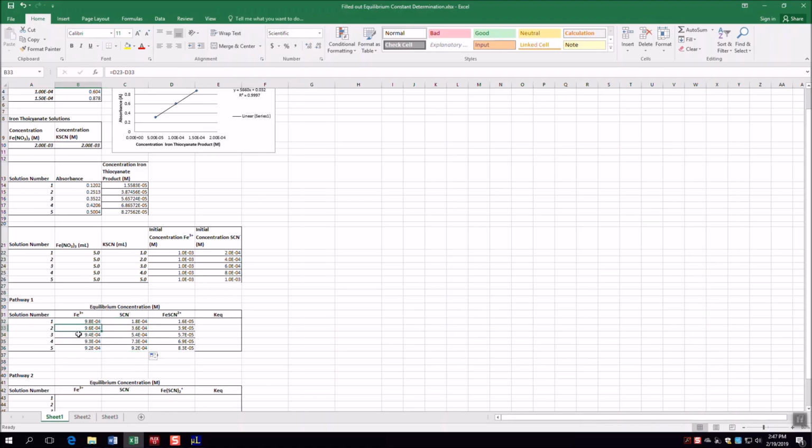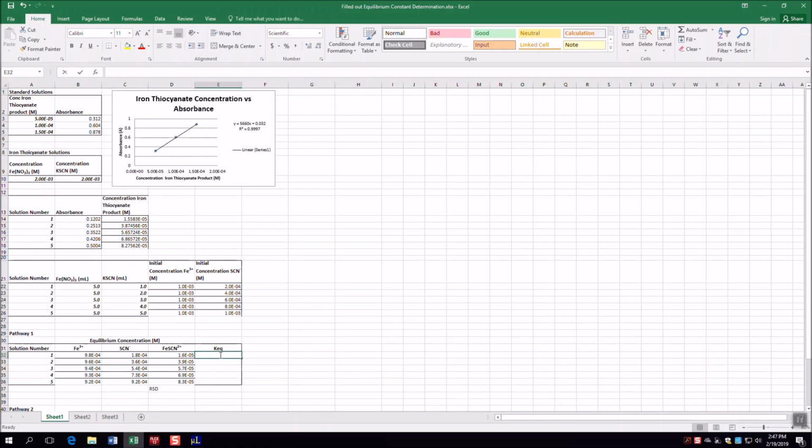You'll notice that the numbers in this case are not the same for the iron in every solution because, of course, the concentration of iron thiocyanate changes in each solution. Now that we have our equilibrium concentrations, we can actually calculate our KEQ.